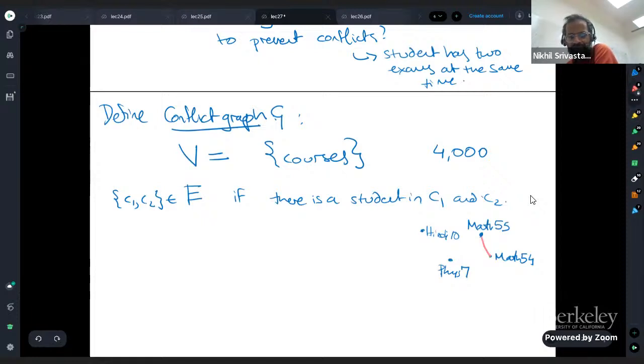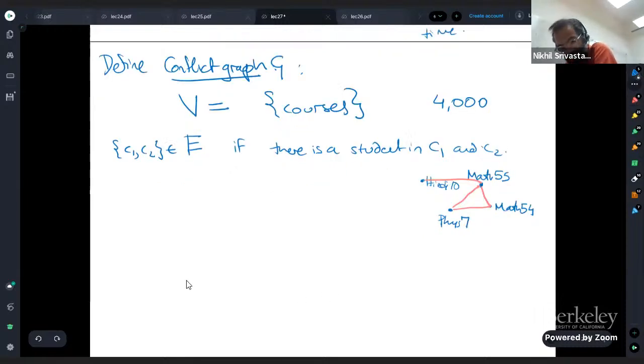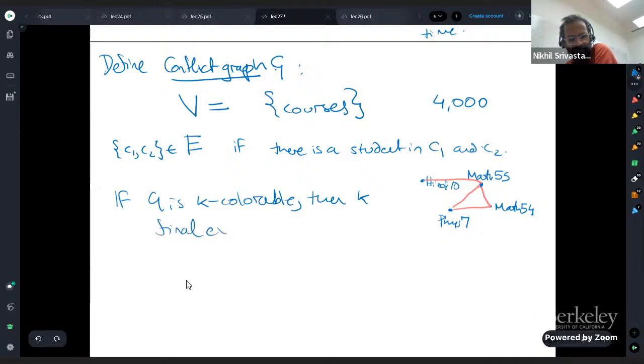So it's definitely a student between these two. There's probably a student taking both of these. There's probably a student taking both of these. This course, I'm not sure. Maybe there's some overlap with this course, but maybe there's no student taking Hindi 10 and Physics 7 or something like that. So this is a mini example of such a conflict graph. And now the key thing to observe is that if G is K colorable, then K final exam slots suffice.